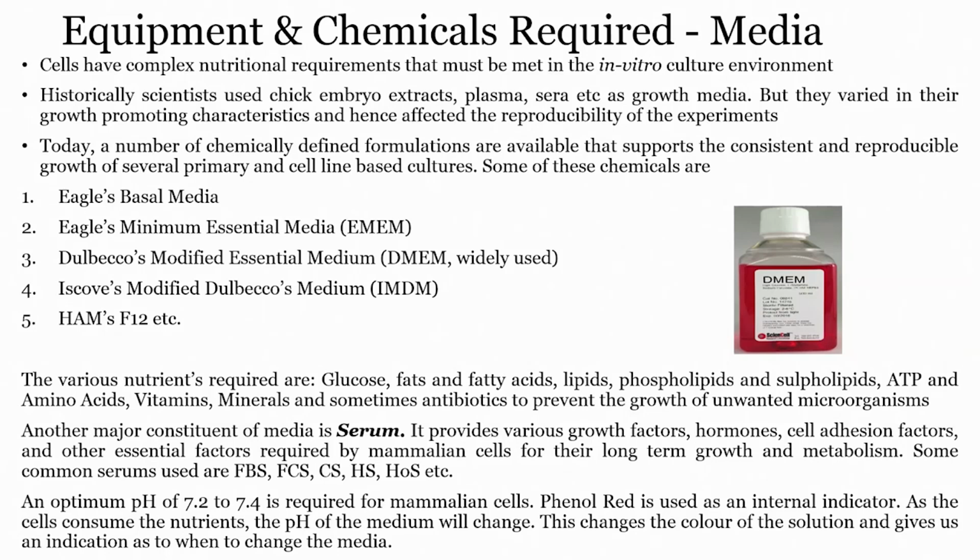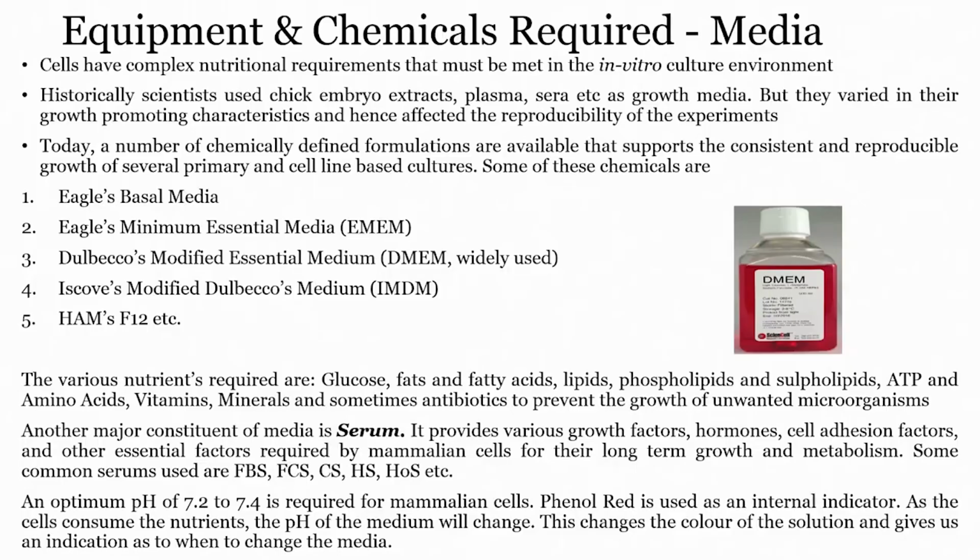Now, earlier people used chick embryo extracts, plasma, sera, etc. as growth media, but they varied in their growth promoting characteristics and hence they affected the reproducibility of the experiments. Alright. So, using these earlier techniques like sera, embryo extracts, plasma, all these things were tried earlier. However, what is the problem? The consistency and the reproducibility in the growth promoting factors were the problems.